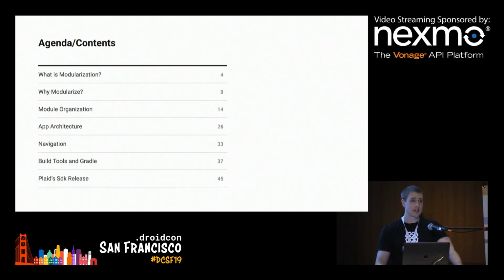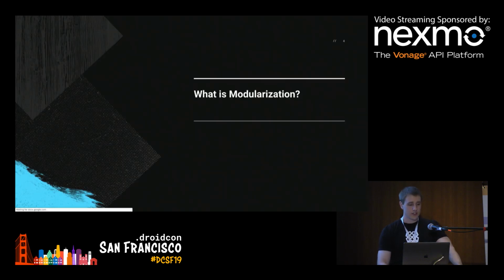So what we're going to be talking about today is, first of all, what is modularization, why you should do it. Once you start doing it, how do you organize all your modules? A little bit about how we decided on our app architectures that'll fit into that modular organization. Talk about navigation, some build tools and Gradle tips and tricks, and then finally a little bit on our SDK and how we release it. So to start off, what is modularization?